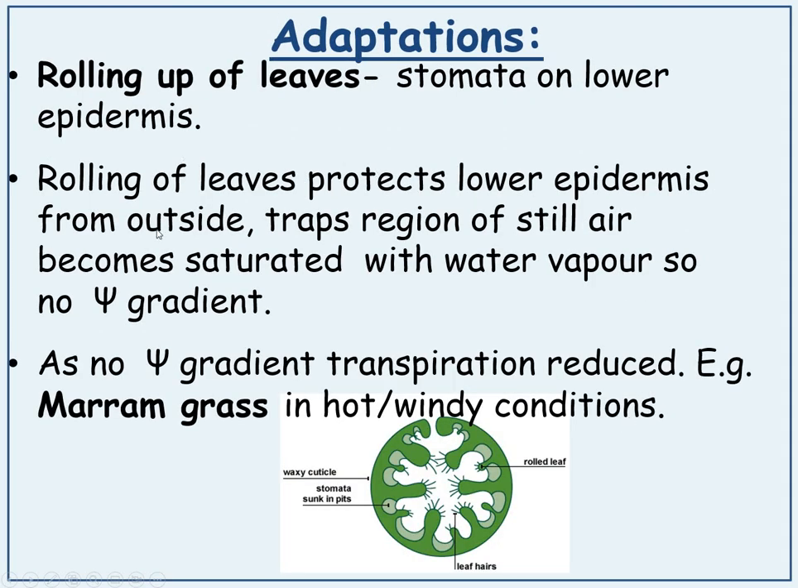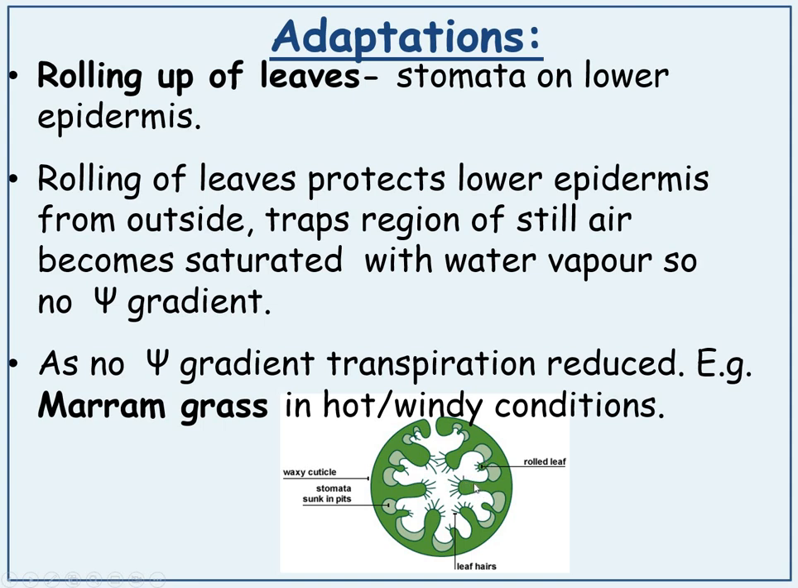Rolling up of leaves. Stomata on the lower epidermis, and rolling of leaves protects the lower epidermis from the outside, like the wind. And it traps a region of still air which becomes saturated with water vapour. So therefore it reduces the water potential gradient. And because the water potential gradient is reduced, transpiration is also reduced.